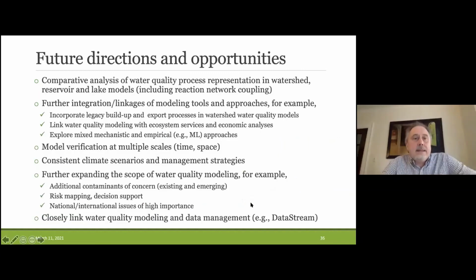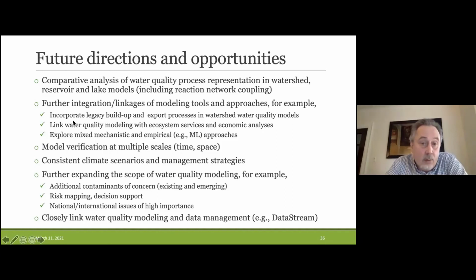All right, so maybe to conclude, some thoughts about future directions and opportunities. I think it's now a good time to look at the various models that we're using, for instance, for nutrients, to do a comparative analysis of how these water quality processes are represented in these different models, whether in watershed, reservoir, or lake models. And also to look at to what degree these reaction networks account for the coupling between various water quality parameters.